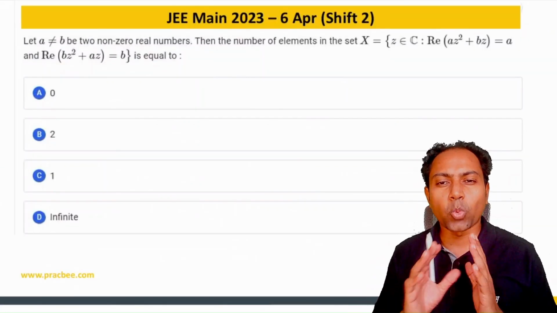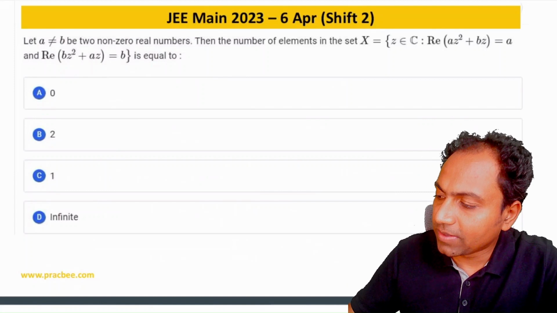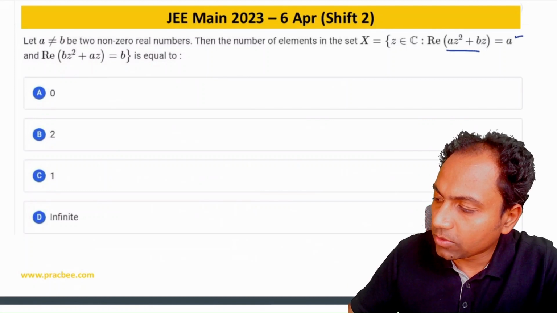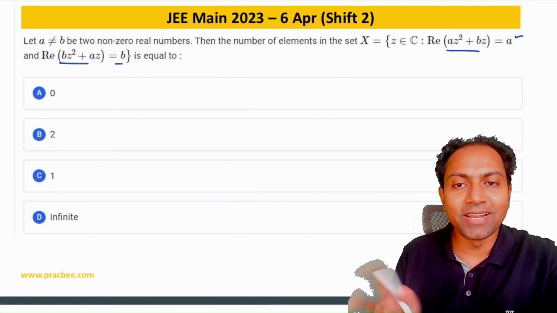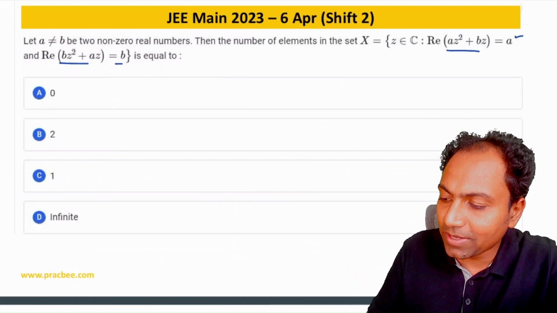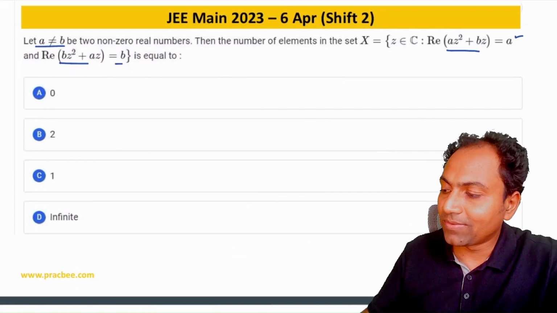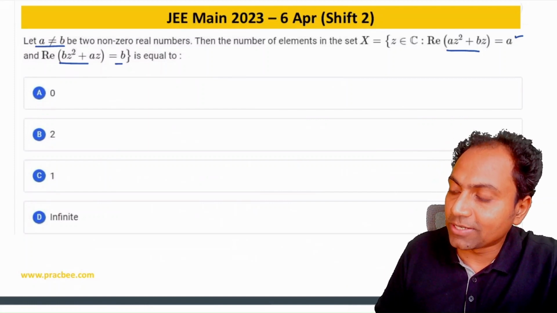Now this next question is quite a simple question. What they are saying is they have given a complex number and they are saying the real part is equal to a. In the second one, the real part is equal to b. You can see that what they have done is they have interchanged the values of a and b, and also it is given that a and b are real numbers and a is not equal to b. Having given these three conditions, let us write the real part of az square plus bz.